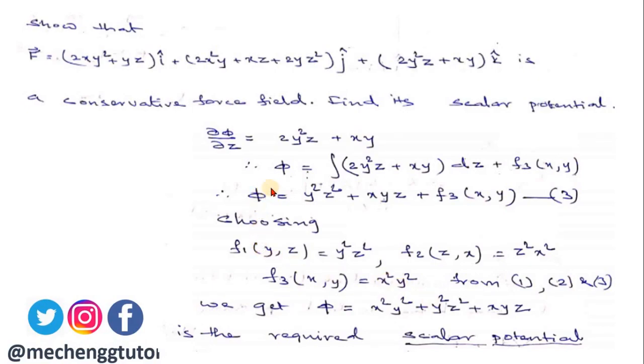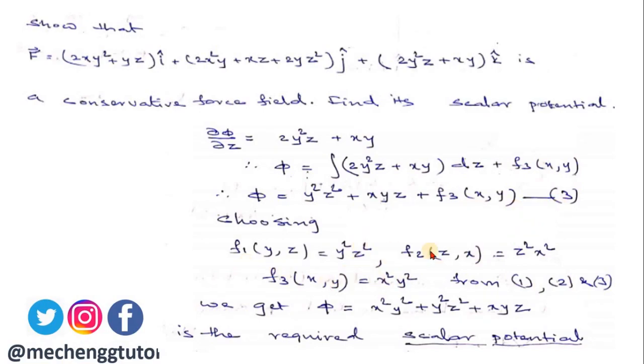Next, the third one, dou phi upon dou z is equal to 2y²z + xy. Therefore, phi is equal to the integral of (2y²z + xy) dz plus f3(x,y), because you are integrating with respect to z, keeping x and y constant. So phi is equal to, we get y²z² + xyz + f3(x,y).